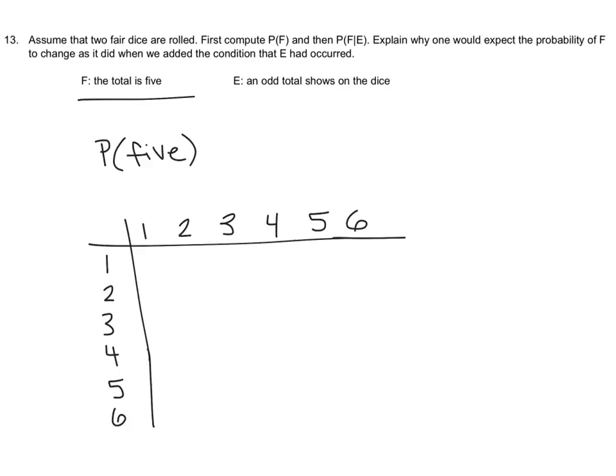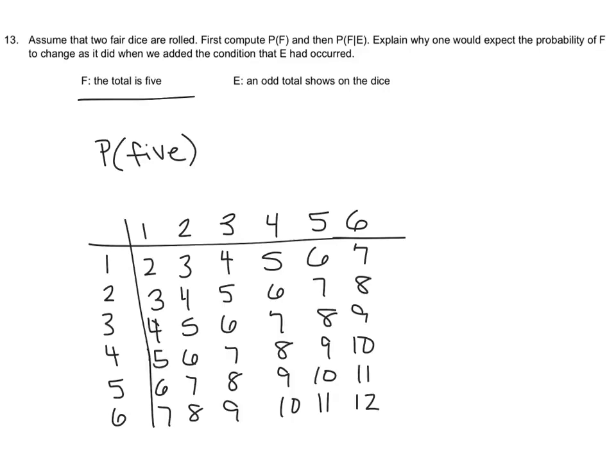Now I'm dealing with totals, so I'm just going to add the row and the column together to get the sum. And so all my sums will be inside the chart. So my first sum is 1 plus 1, which is 2. My second sum is 1 plus 2, which is 3. And then 1 plus 3, which is 4. And then I'll have 5, 6, and 7. And we'll continue this for each sum in the chart, and I should have 36 sums in all. Okay, so I listed all of my sums.